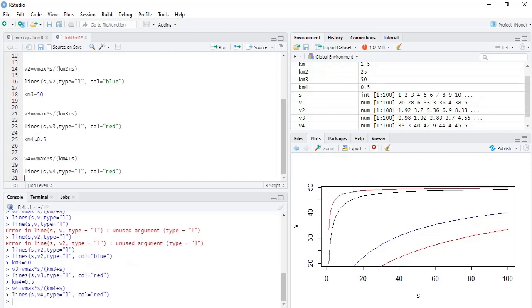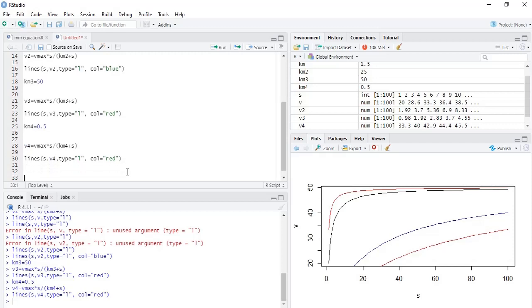V4 got calculated, and we can see that this line is above the line for Km 1.5. Therefore, as Km decreases, reaction rate increases, and we have understood that reaction rate is inversely proportional to Km. And here in the equation we can see that Km is in the denominator, and that's why increasing Km decreases the V4. This is for Km.